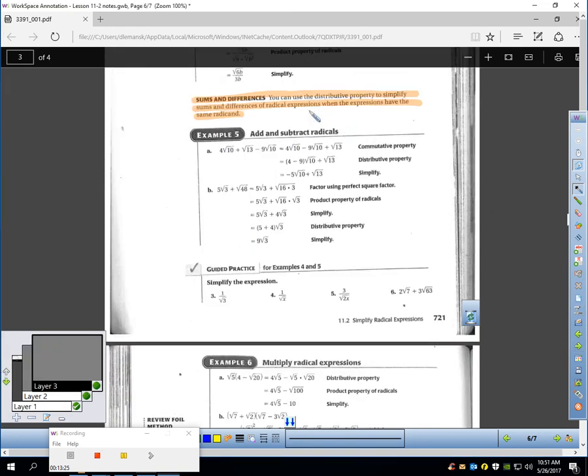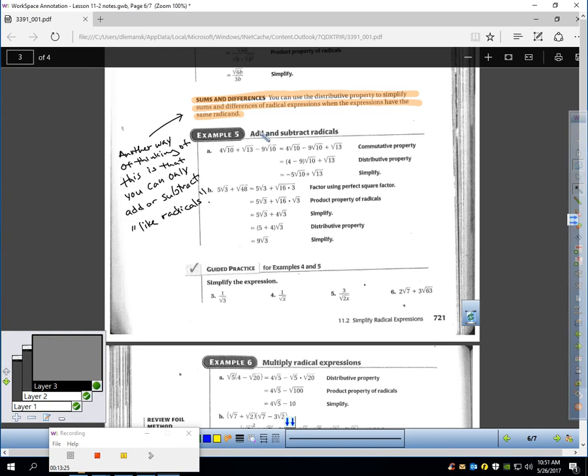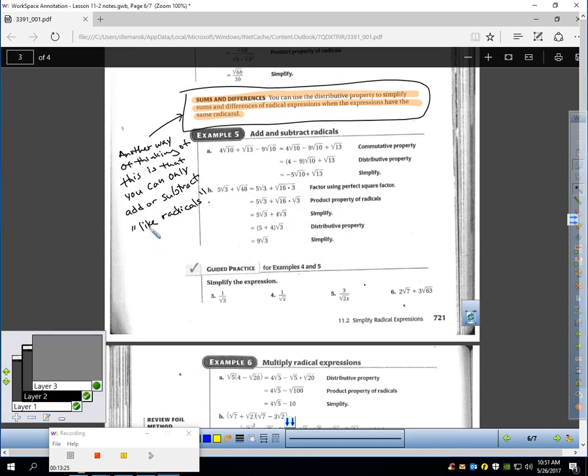Sums and differences. You can use the distributive property to simplify sums and differences of radical expressions when the expressions have the same radicand. Another way of saying that, I think this is more confusing, that's just my opinion. I think this is an easier way to say it. Another way of thinking about what this says is the following. You can only add or subtract like radicals.